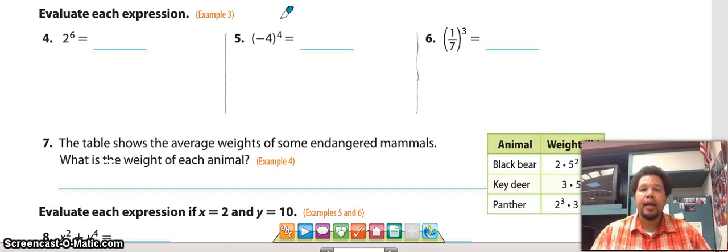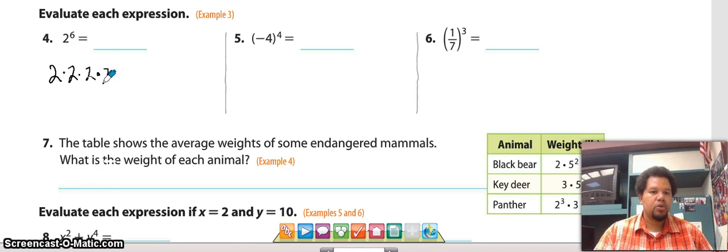Okay, so our next type of problems with exponents, when it says evaluate each expression, evaluate means to actually work out. And in this case, working out means to multiply. So when we see 2 to the 6th power, it literally means we're multiplying 2 times itself 6 times. So 2 times 2 times 2 times 2 times 2. So we have 6 2's. So we're going to go ahead and multiply out these 2's because we know 2 times 2 is 4. 2 times 2 is 4 again. And 2 times 2 is 4 one more time.